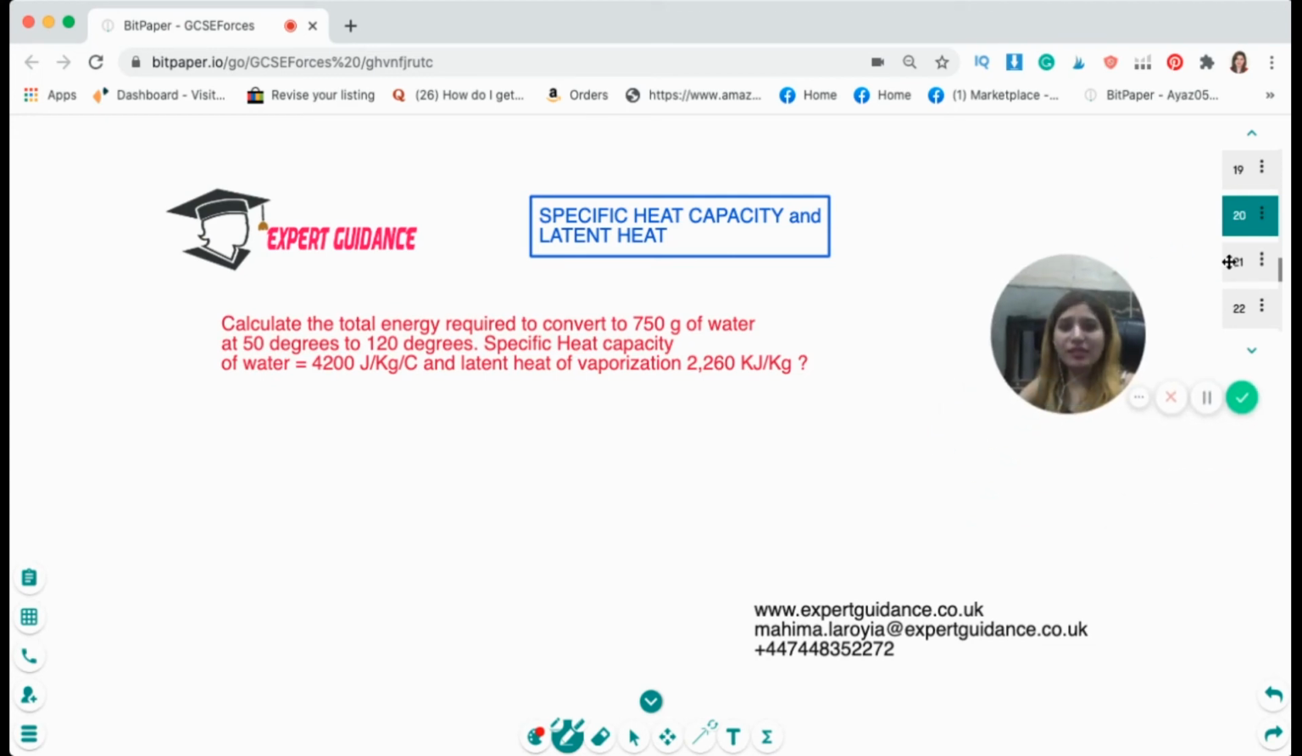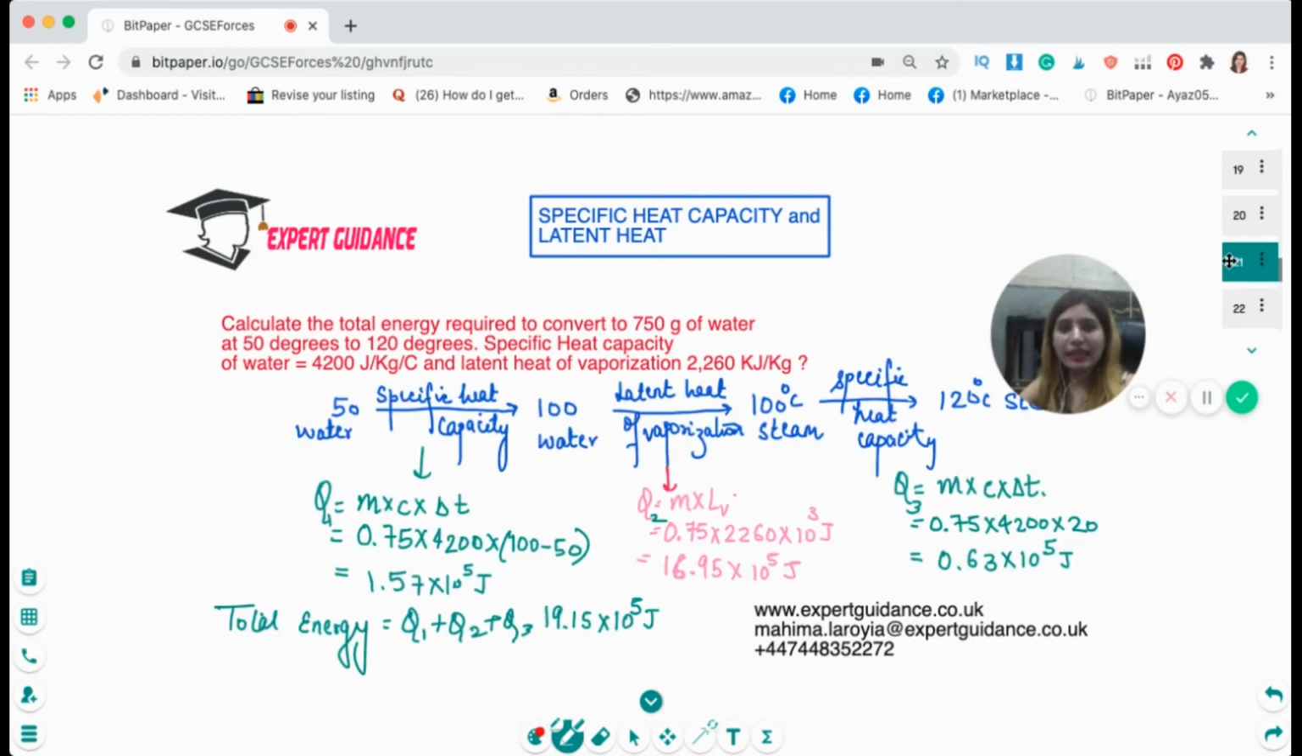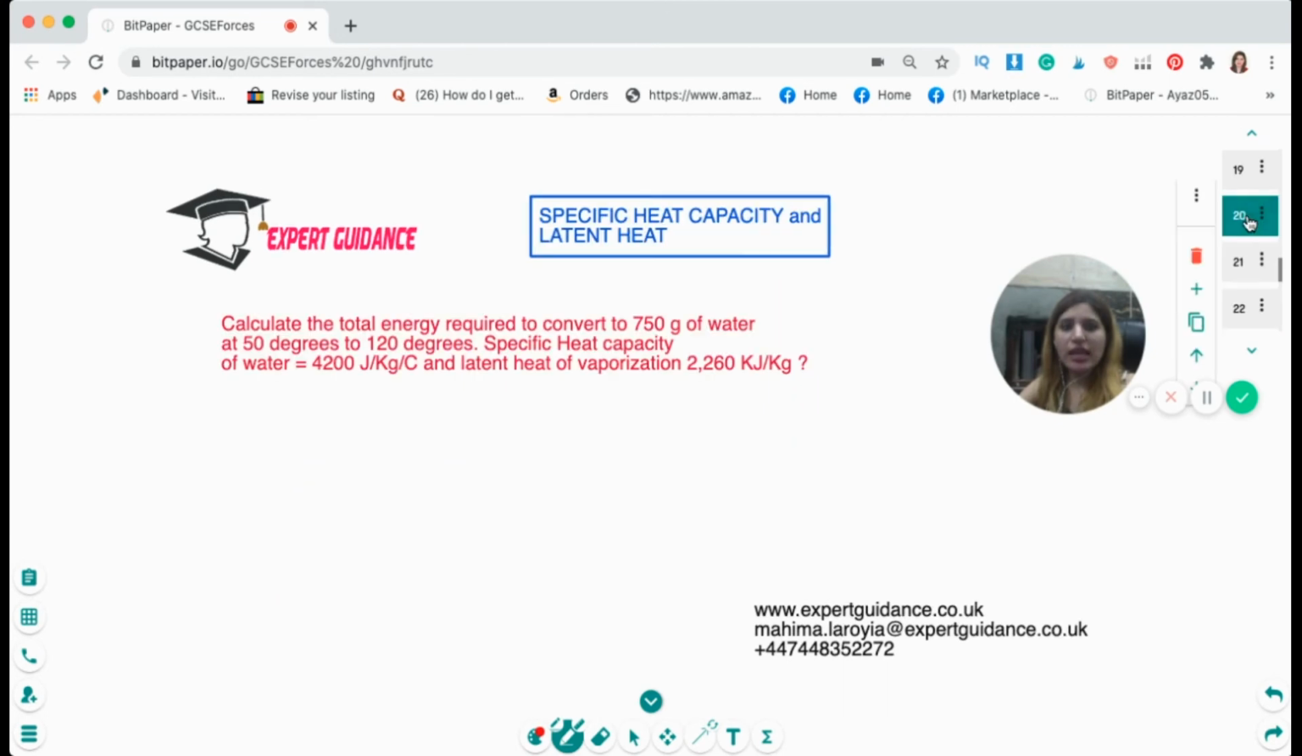Similarly, we have the specific heat capacity and the latent heat combined questions. So let us look at this question. They say, calculate the total energy required to convert 750 grams of water at 50 degrees to steam at 120 degrees, and they have given you the specific heat capacity of water and the latent heat of vaporization. You can pause this video, have a go at this question, and come back and check the answer.